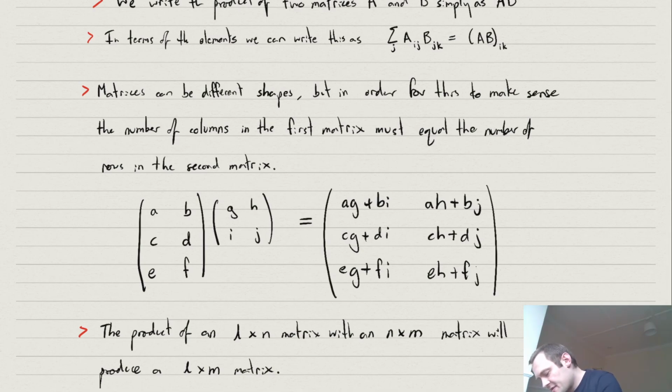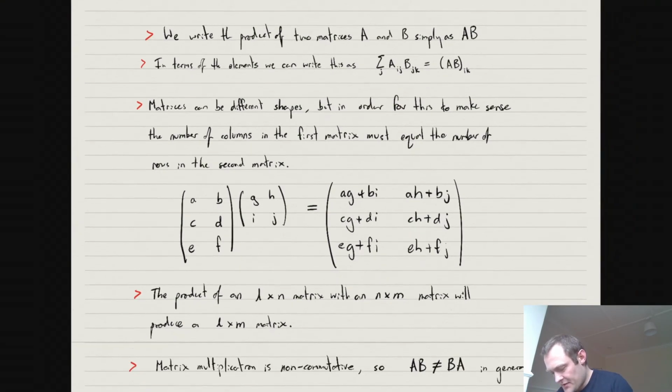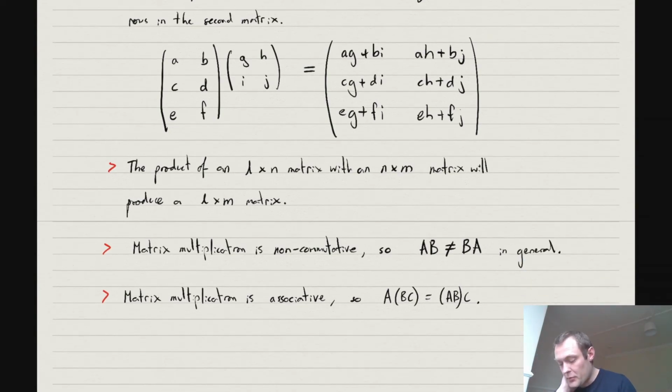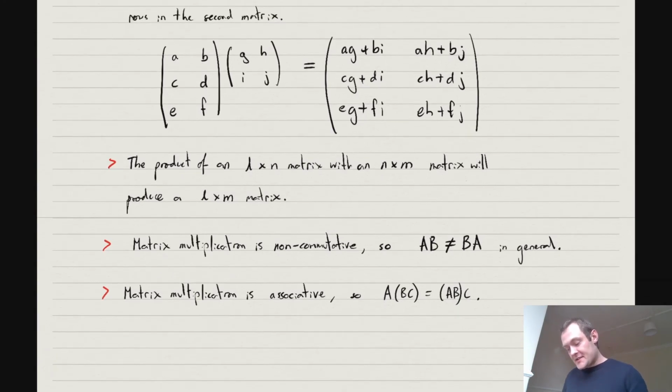And so out of this we get, let's see, that's a 2 by 3 matrix. Okay, so the product of an L by N matrix with an N by M matrix is an L by M matrix. And a couple of final properties.